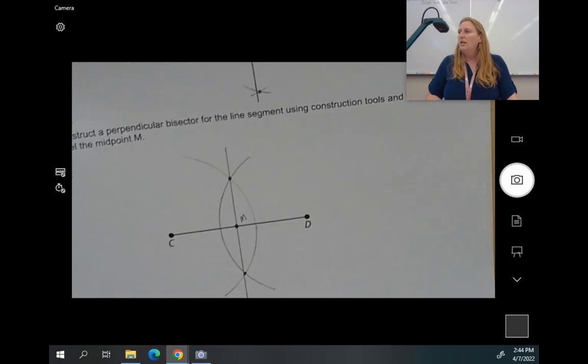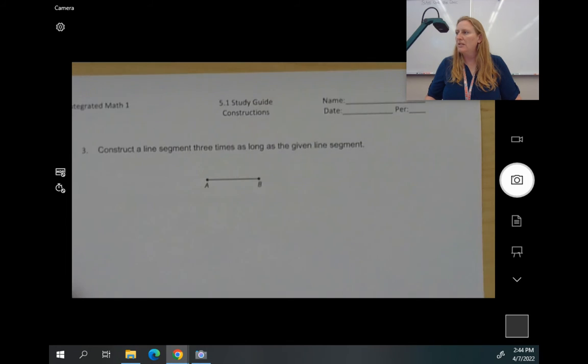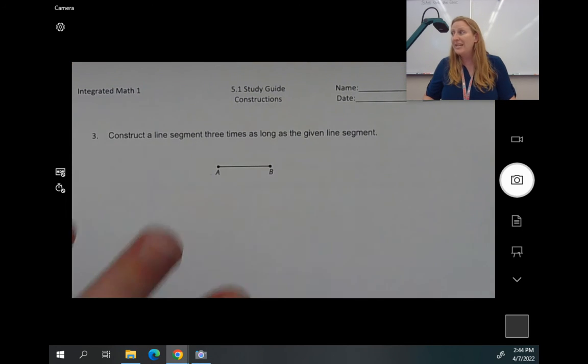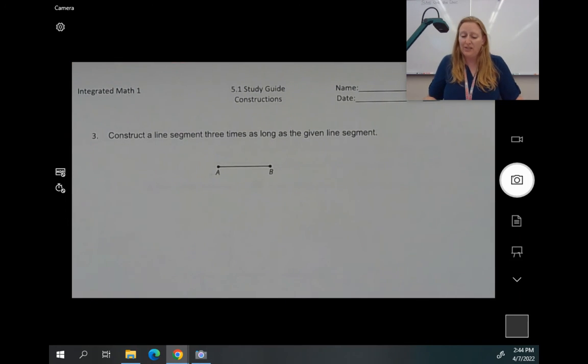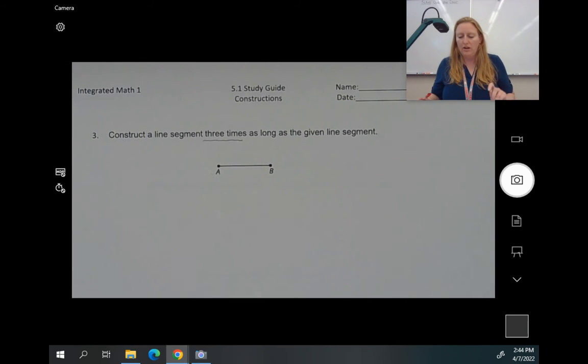Awesome. Let's go ahead and turn over to number 3. We're asked to construct a line segment 3 times as long as the given line segment. That's important. I'm going to underline that. 3 times as long. All right. Do you remember how to do this?